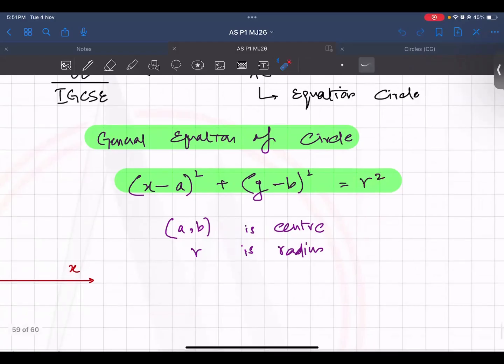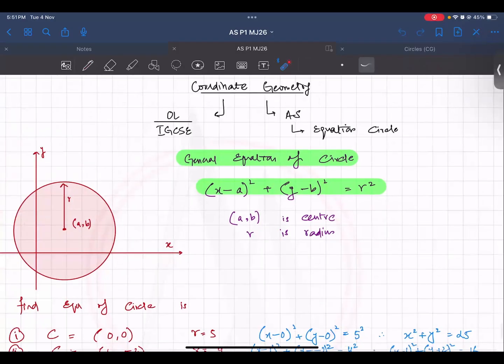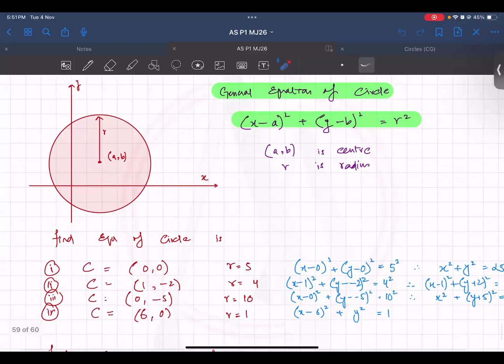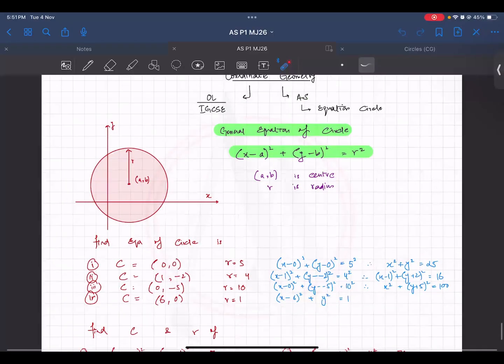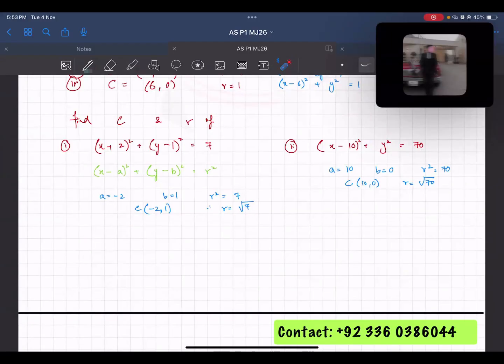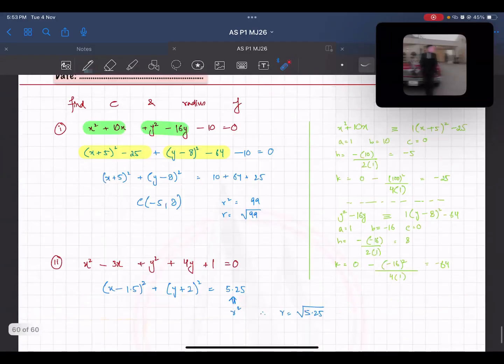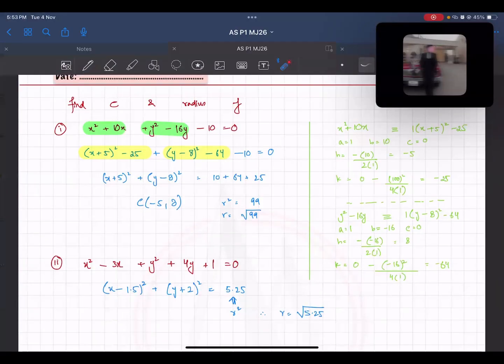So if they have given you the equation of the circle in this format, you just compare it with the general form, and then you will get the center and you will get the radius. Simple. And if they have given you the center and the radius, you will just input those values, the x value and the y value over here and the radius over here. Simplify, you will get the equation of the circle. And if you have the equation, you can convert it into the general form, and then you can compare and get the radius.